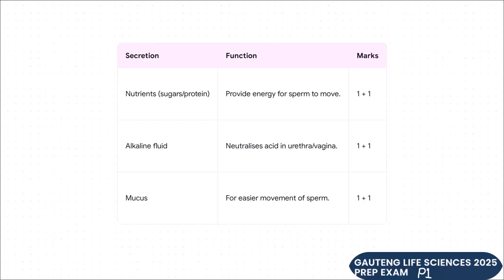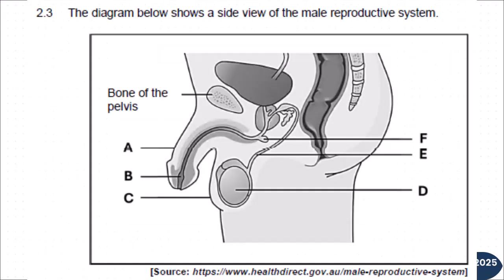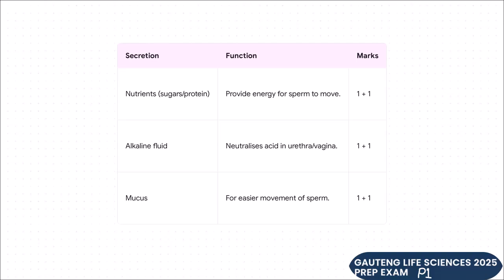You've got a few options. You could say the glands secrete nutrients, like sugars. That's 1 mark. Then you explain why, to provide energy so the sperm can swim. Boom, 2nd mark. Or you could talk about the alkaline fluid. That's a mark. And its function? To neutralize acid. That's another mark. Just pick any 2 of these pairs, lay them out clearly, and those 4 marks are all yours.